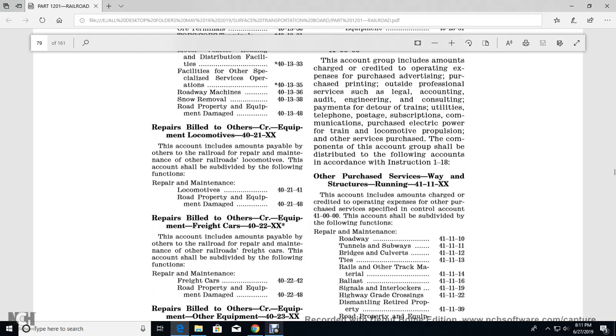Repair bills other than CR equipment, the locomotive 4021 XX. The account includes the payable with the railway repair maintenance for the other railroad locomotive. The account is subdivided the following: repair maintenance, locomotive, railroad property equipment, damage, repair bills, repair bills the other CR equipment, the freight car of the 4023 XX.